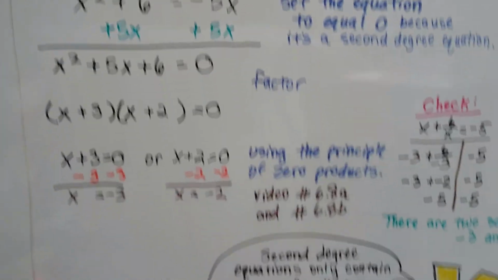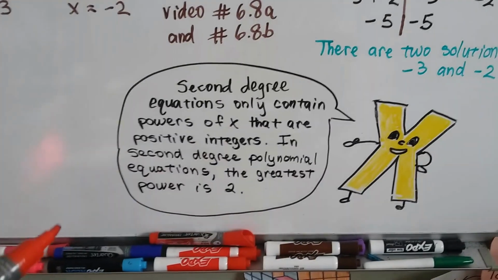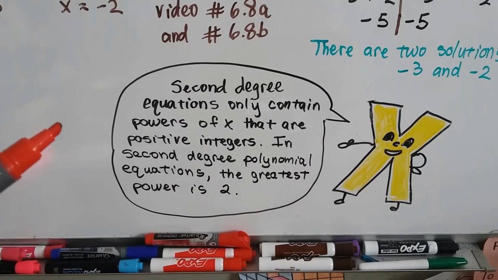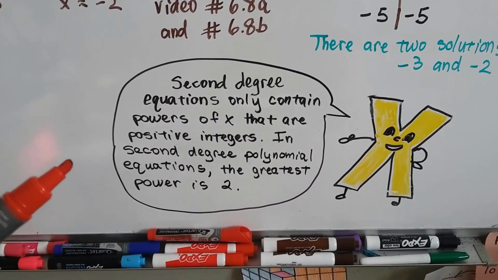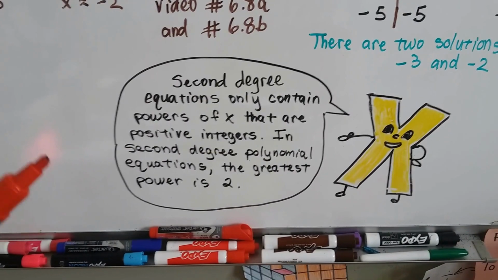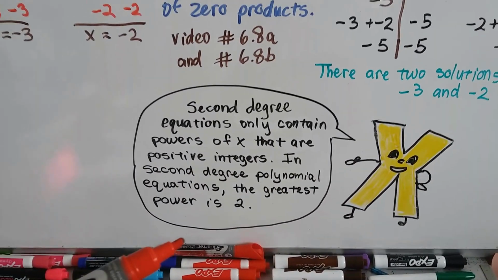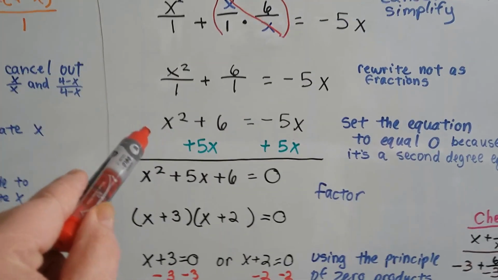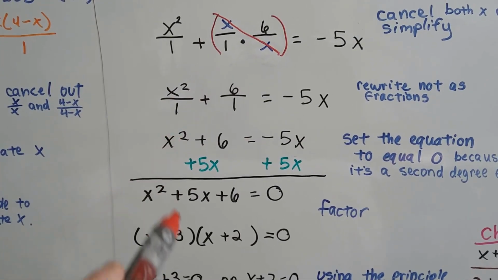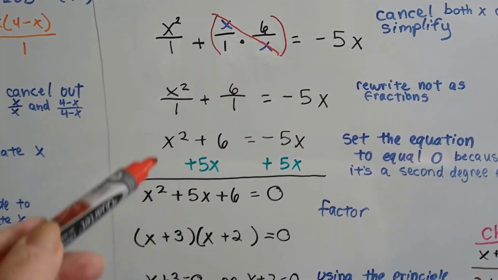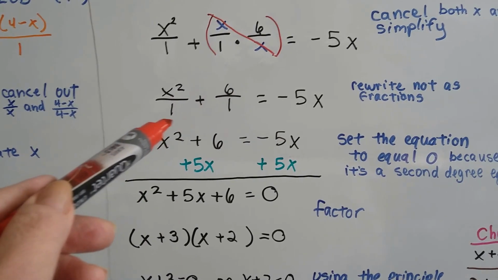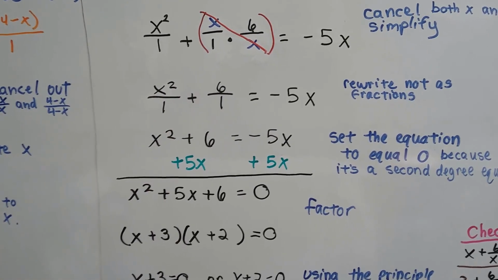What's a second degree equation? It contains powers of x that are positive integers, and in a second degree polynomial equation, the greatest power is 2. Okay? So all we have is x to the second power, or just x, don't we? We don't have anything bigger than that. We don't have it to the third power, fourth power. Just 2 is the greatest, okay?